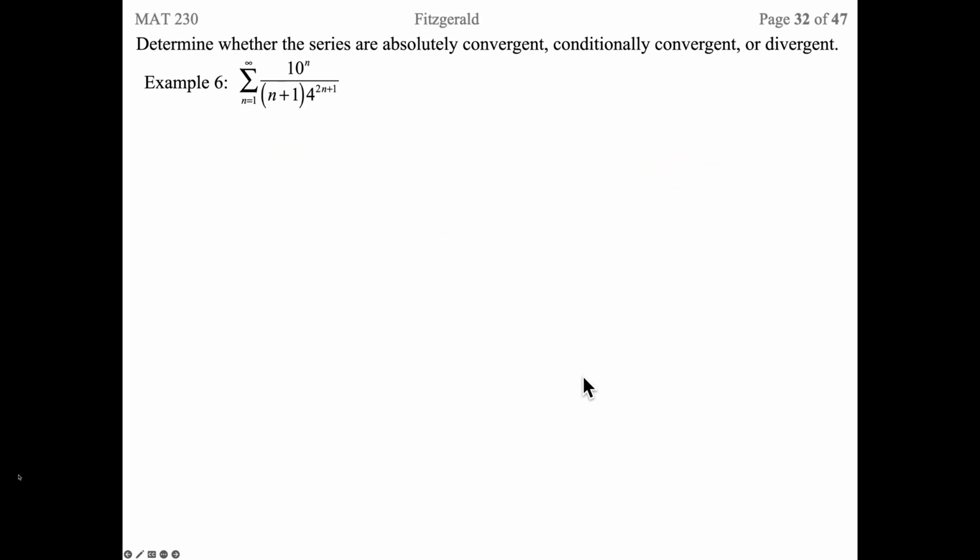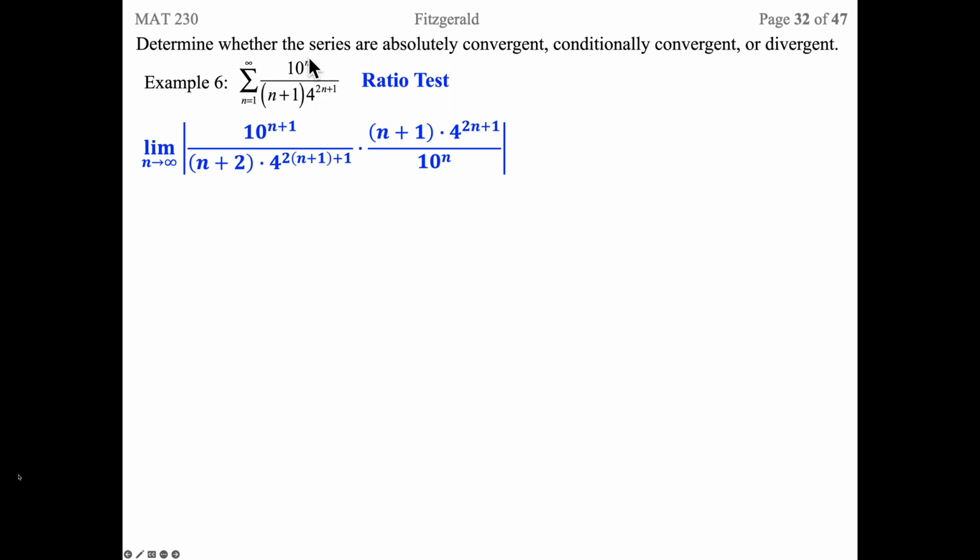All right, example 6. The infinite series, we have 10 to the nth power over n plus 1 times 4 to the 2n plus 1 power. So again, exponentials increasing really fast or converging really fast. Let's use our ratio test. Now here, when you put in the n plus 1, you need an n plus 1 on the power of 10. You need an n plus 1 going in for that n, so the 1 plus the 1, that's what makes the 2. Be careful with the exponent here.